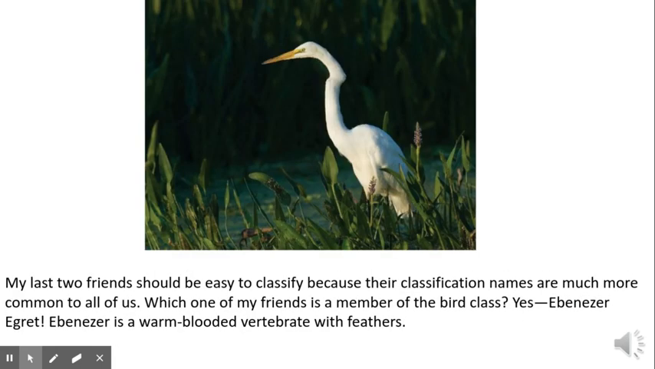My last two friends should be easy to classify because their classification names are much more common to all of us. Which one of my friends is a member of the bird class? Yes, Ebenezer Egret. Ebenezer is a warm-blooded vertebrate with feathers.